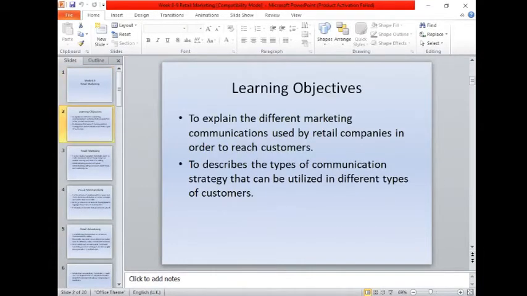Our learning objectives here are to explain the different marketing communications used by retail companies in order to reach customers, and also to describe the types of communication strategy that can be utilized for different types of customers.